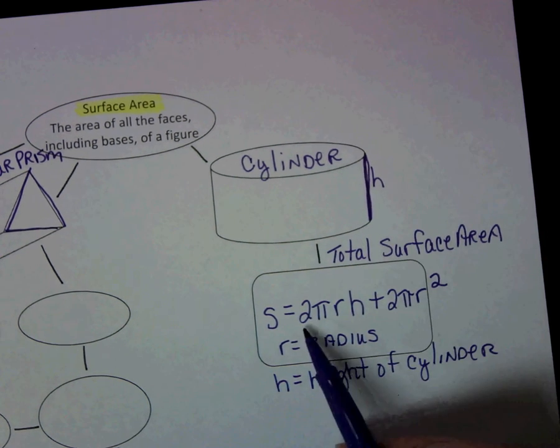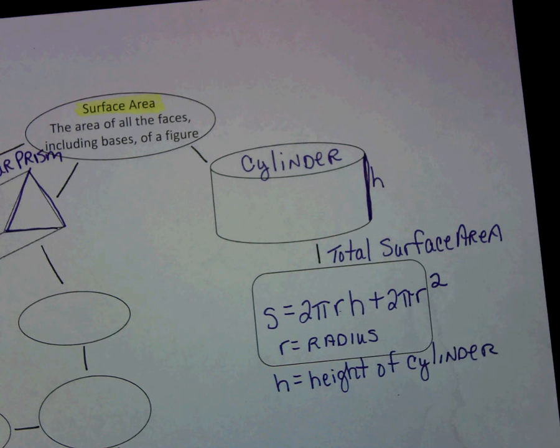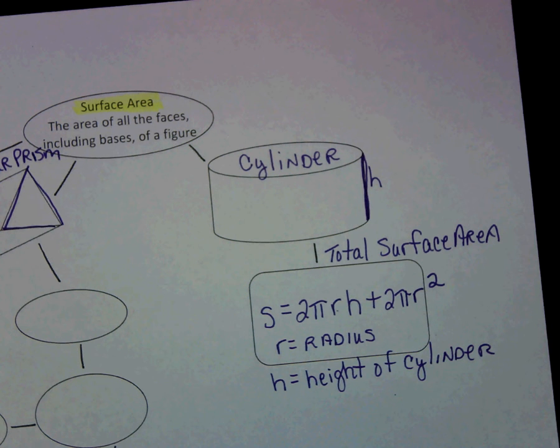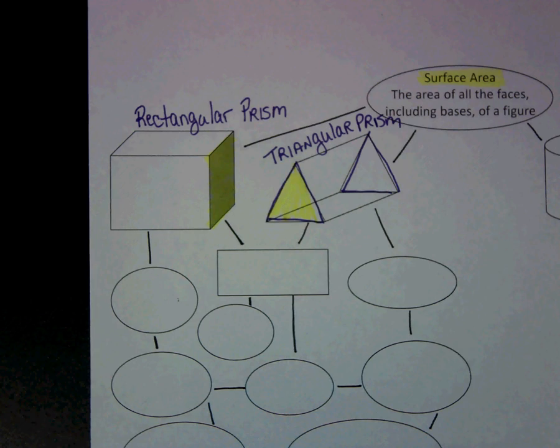Notice there's nothing tricky here. We're just plugging in the radius, plugging in the height, plugging in the radius. So it's a really easy calculation. If you're going to have to find surface area, you're going to hope that it's a cylinder. Okay, so let's look back over here at our prisms, because this is where it gets a little bit trickier.